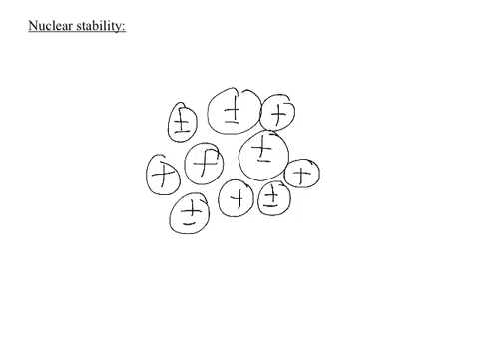Look at all this positive charge. What do we say about like charges? Like charges repel. So do they want to stay next to each other? So what's binding this nucleus together?